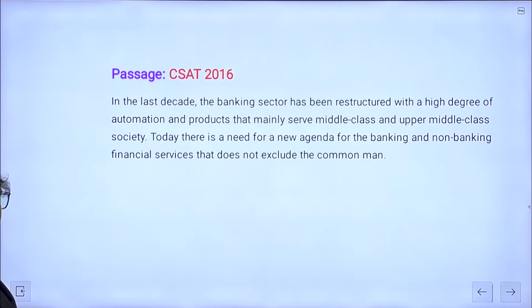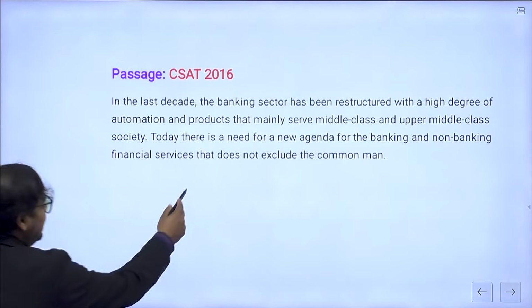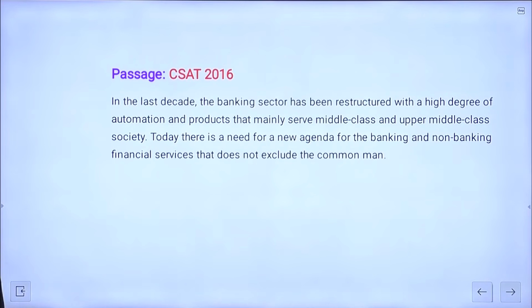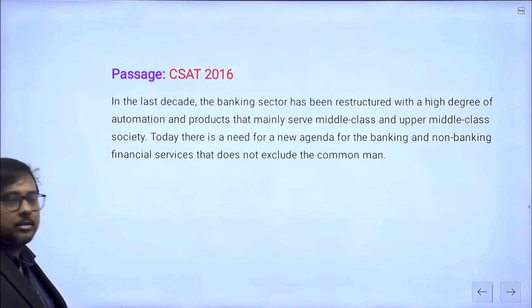So today there is a need for a new agenda for the banking and the non-banking financial services that does not exclude the common man. Okay. So what will be the tone here? Cautionary, and it can be prescriptive also because of the word need, right? Okay, what is the problem here? Inclusion of the common man in innovation in banking. Banking reforms.